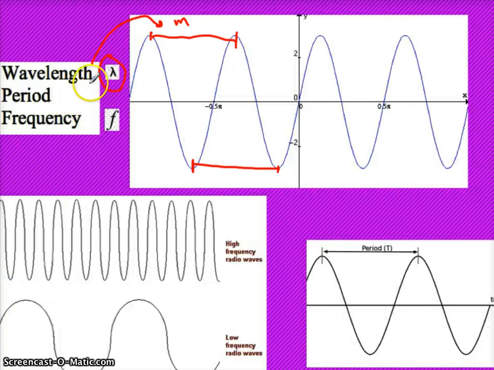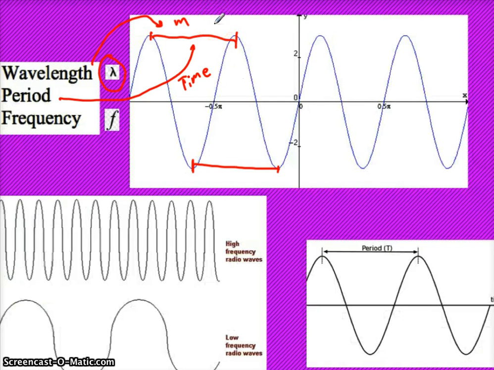The period is going to have to do with this distance also, but the period is how much time it takes. The time it takes for one wavelength to happen. The time from one top of the crest to another. And with some waves, it's actually going to be longer than you might think, but with most of them, it's going to be a very short period of time.